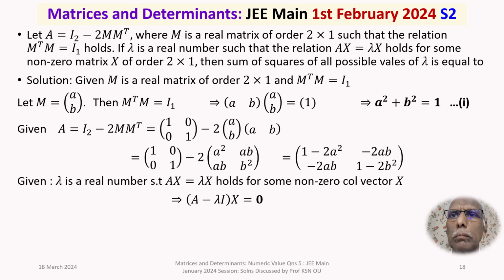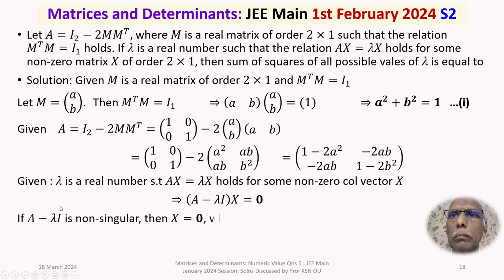Agreed. Suppose A minus lambda I is non-singular, then its inverse exists. Multiply both sides by the inverse, then you will get x is equal to the zero column vector, which is a contradiction because x is given to be a non-zero column vector. Therefore, A minus lambda I must be singular. That means the determinant of A minus lambda I must be equal to 0.